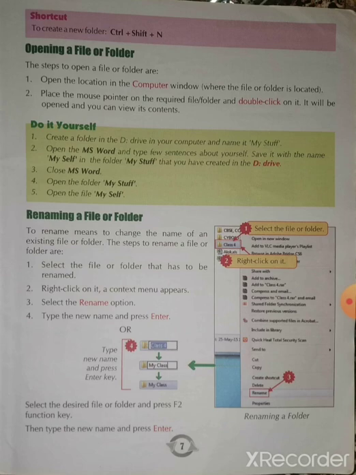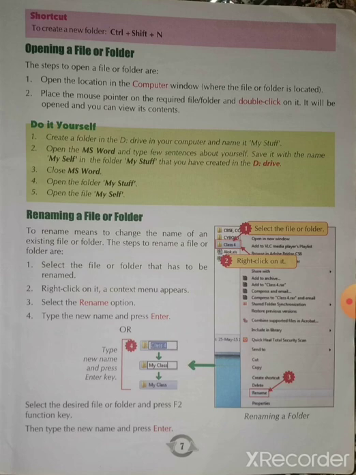First of all, create a folder in the D drive in your computer and name it my stuff. Okay. Second, open the MS Word and type few sentences about yourself. Save it with the name myself. आपको MS Word ओपन करना है, उसमें आपके मतलब write down about yourself and save that file with the name myself, okay, in the folder my stuff that you have created in the D drive. और my stuff folder में आपको myself file save करनी है, right?